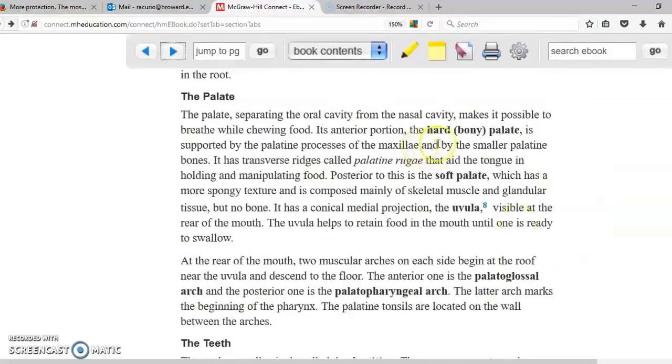Palate, we have 2 parts in it. You have the hard bony plate, which is made of bone, and the posterior part is the soft palate, which is mainly skeletal muscle. The palate separates the nasal cavity from your mouth, so it allows us to chew and at the same time breathe.